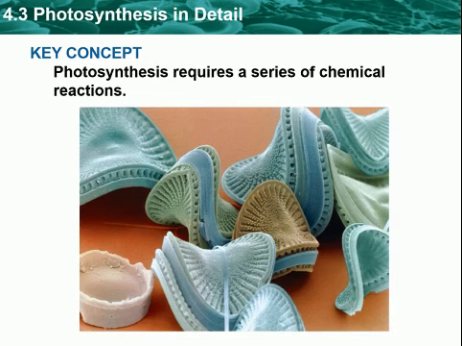This has been Chapter 4, Section 3, Photosynthesis in Detail. Key concept. Photosynthesis requires a series of chemical reactions. Main ideas. The first stage of photosynthesis captures and transfers energy. And the second stage of photosynthesis uses energy from the first stage to make sugars.